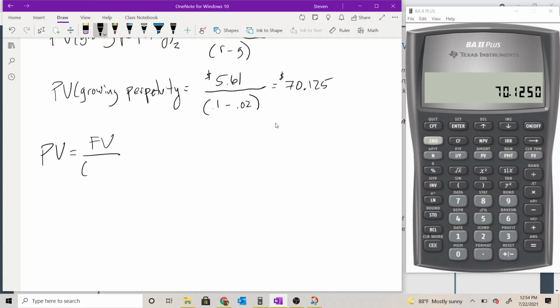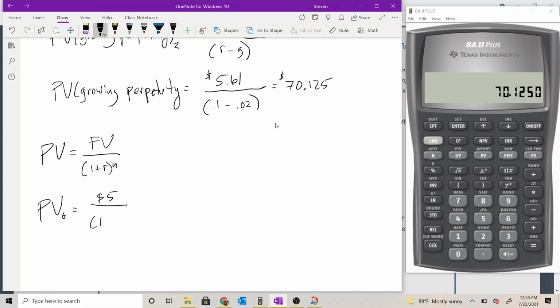Present value is equal to future value divided by (1 plus r) to the n. So this is the lump sum present value formula. We can use that and calculate the lump sum for all of these dividends. We've got the $5 dividend at the end of year 1.